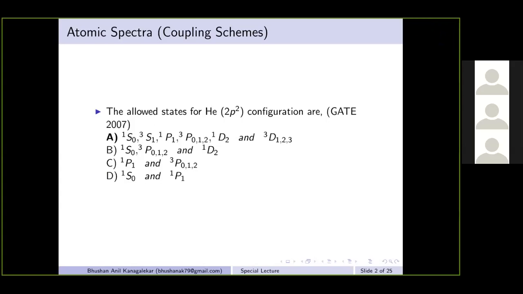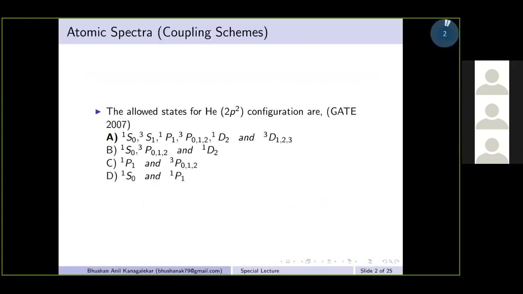First problem. The problem reads: the allowed states for the He 2p2 configuration are. So the question is from LS coupling or JJ coupling. Now the helium in the ground state is 1s2 2s2. So when two of the electrons from 2s2 jump to 2p2 orbitals, we have to calculate the configuration or the spectroscopic terms which we get.